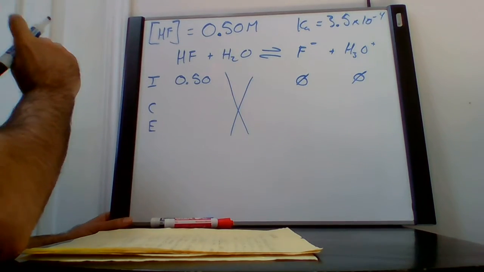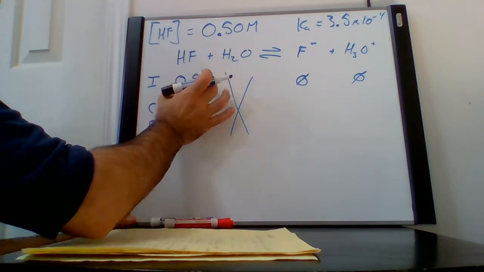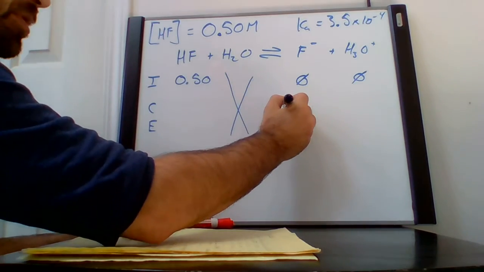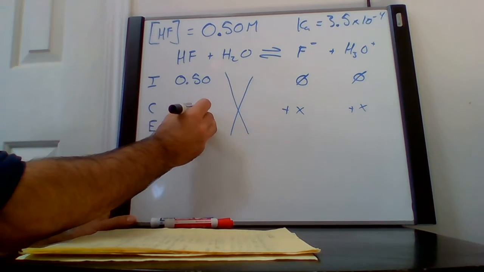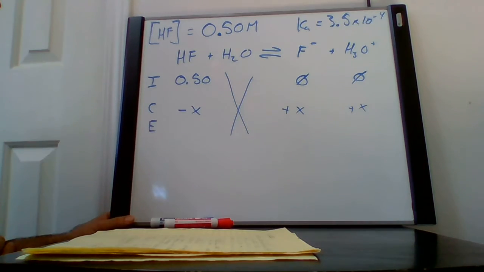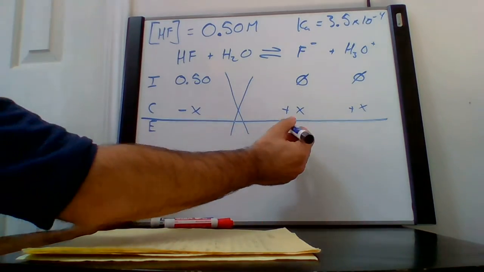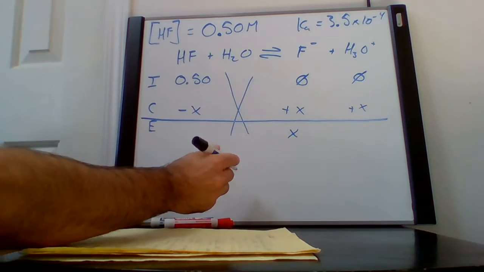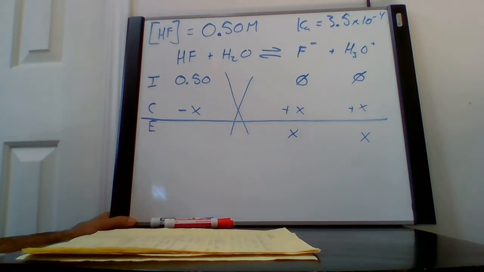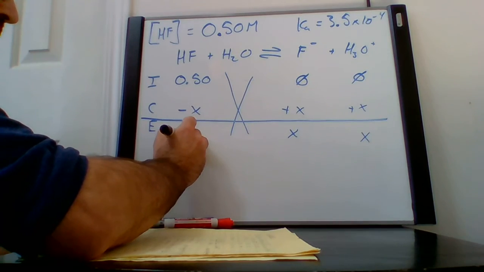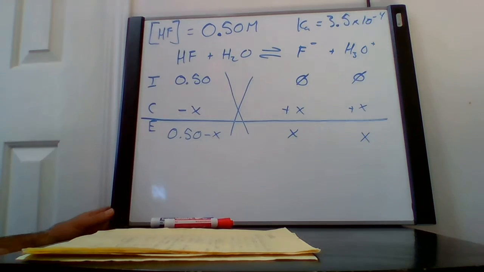So let's take a look at this. We are going from this HF to the F minus, so we're going to gain plus X on those sides, which means we have a minus X on this side. So when we're looking to find our equilibrium, at equilibrium, our F minus is a concentration of X, our H3O plus is a concentration of X, and we have 0.50 minus X for our HF.